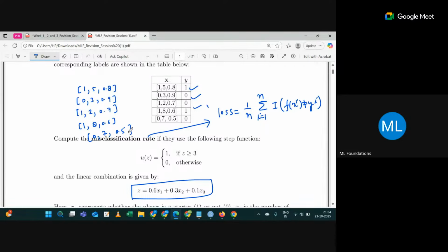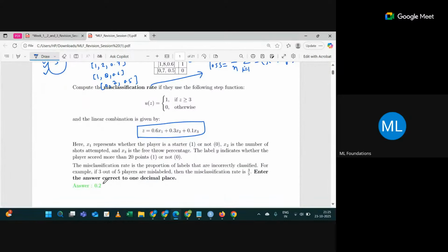This question is from one of the previous years. I don't know exactly from where, but this will give you some confidence. So I would encourage all of you to please try to solve it. 1 by 5, I got some votes for 1 by 5. We will see whether it's correct or not. Yes, 1 by 5 is correct, 0.2.